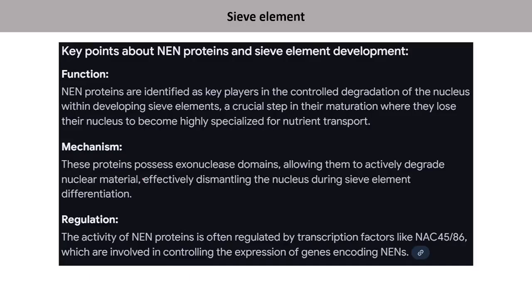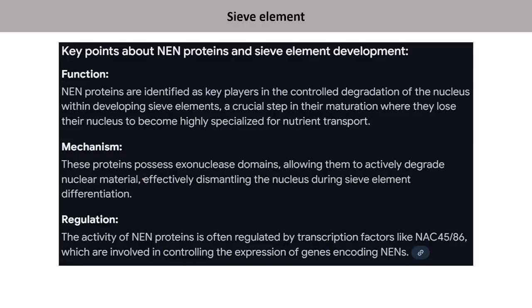So if you put it in short, the NEN proteins are nothing but exonuclease kind of proteins which will degrade the genetic or the nuclear material. And once all the nuclear material is degraded, eventually it will dismantle the nucleus. And that is how, once the nucleus is lost, those particular cells whose nucleus is lost will become sieve elements and differentiate into forming the sieve element.